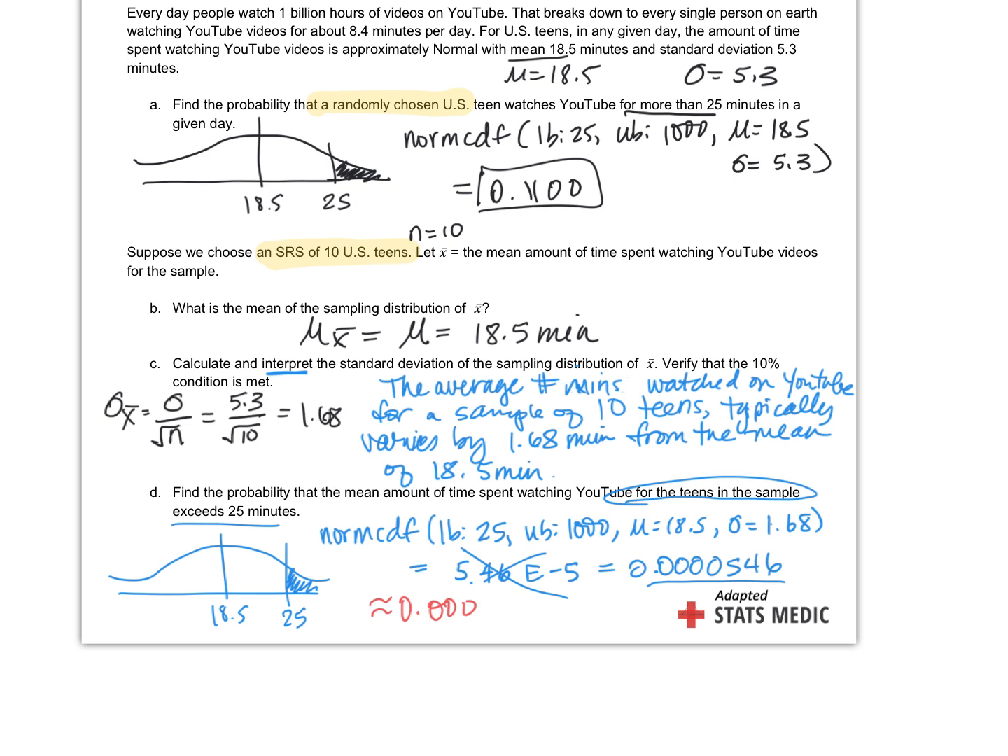So obviously my probabilities changed quite a bit, right? Probability for one teen was 11%. The probability of a sample of 10 having that average, pretty much nothing. All right? So, sampling distribution sample means super, super similar, right?